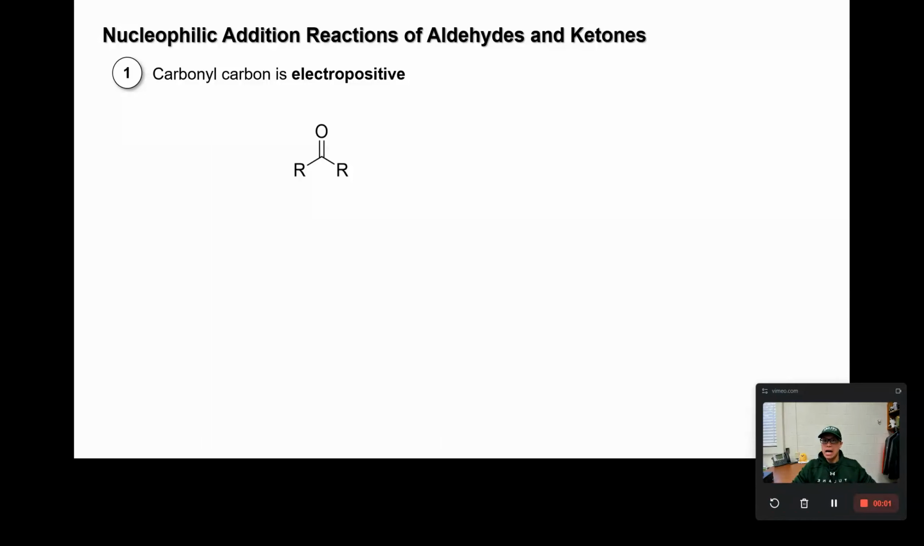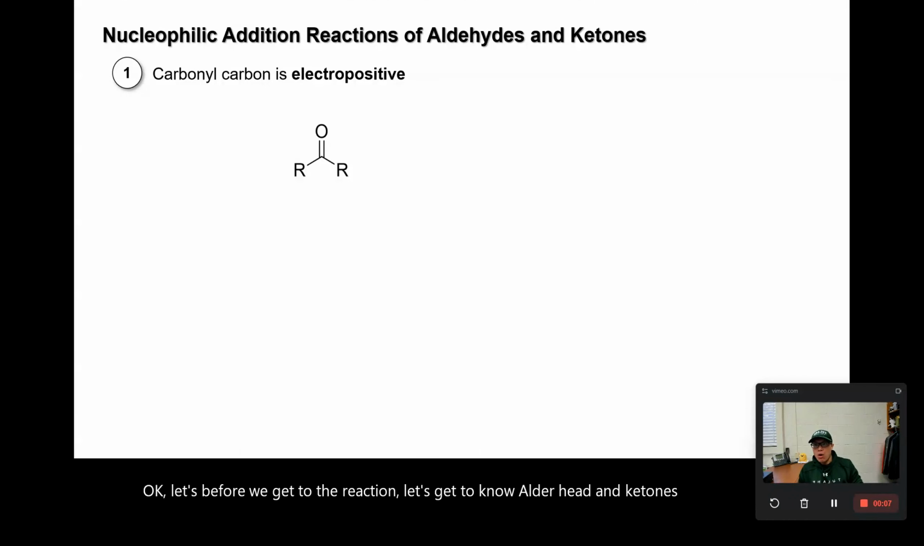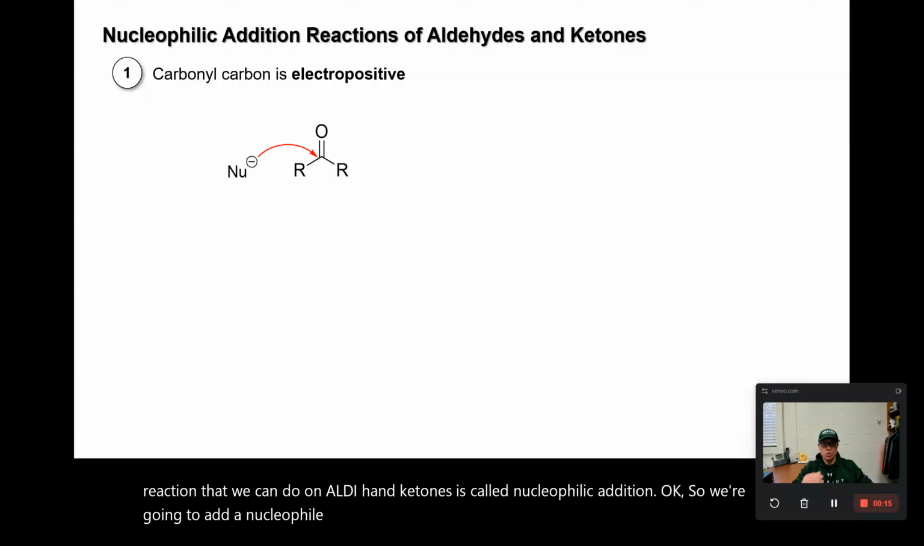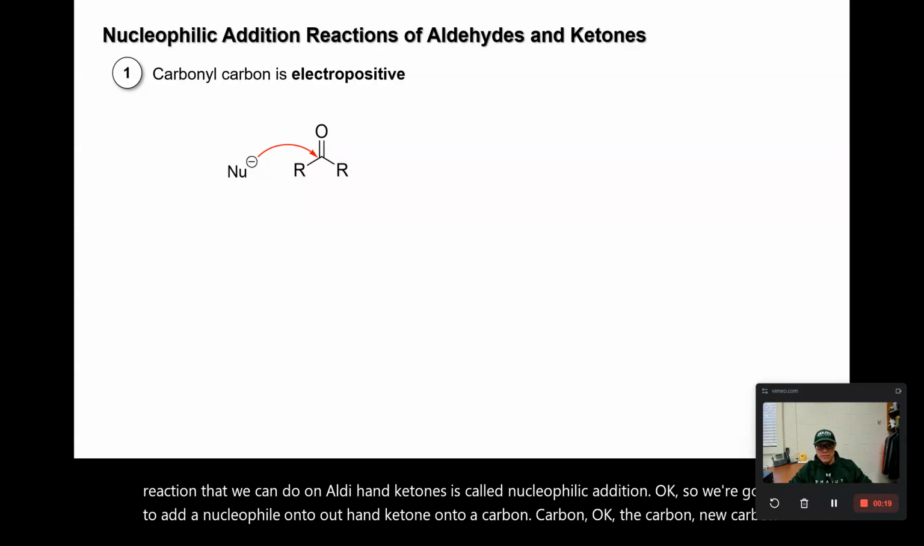Okay, before we get to the reaction, let's get to know aldehydes and ketones. The reaction that we can do on aldehydes and ketones is called nucleophilic addition. So we're going to add a nucleophile onto a carbonyl carbon of an aldehyde or ketone. The carbonyl carbon is electropositive for two reasons.